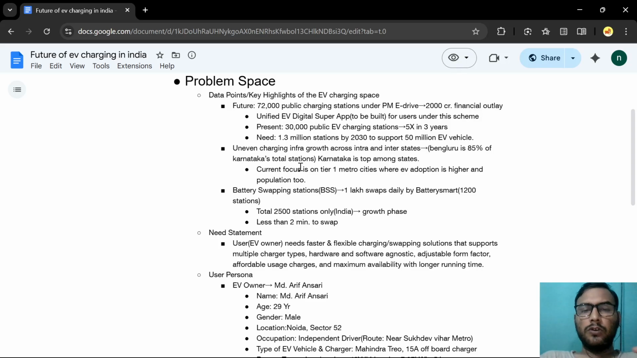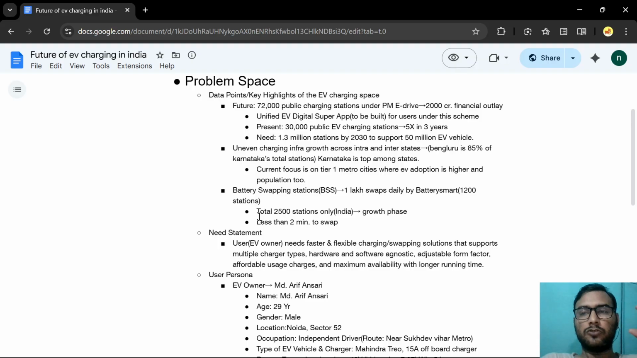Also, most of the stations are currently concentrated in tier one cities, metro cities. So the goal of anyone in this space should be to transfer into the next stage, which is tier two and three cities, because most of the growth of EVs is from the three wheeler or two wheeler space, mostly from three wheelers.